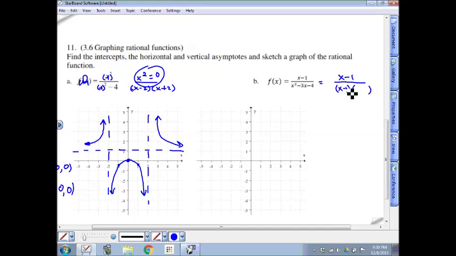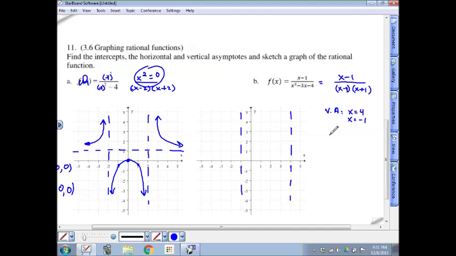And this is going to factor into x minus 4 and x plus 1. So looking at the denominator in factored form, we see that x can't be 4, so we place a vertical asymptote there. And then x can't be negative 1, so we place a vertical asymptote there. So vertical asymptote at negative 1, vertical asymptote at positive 4.